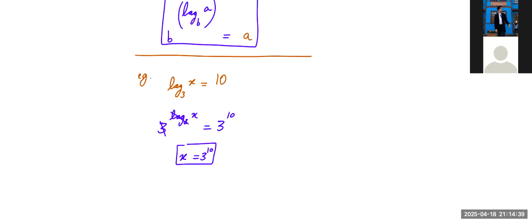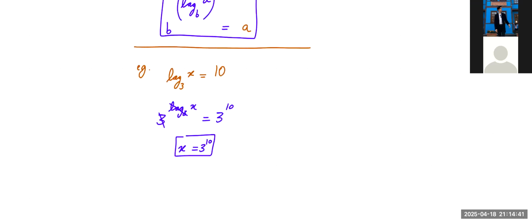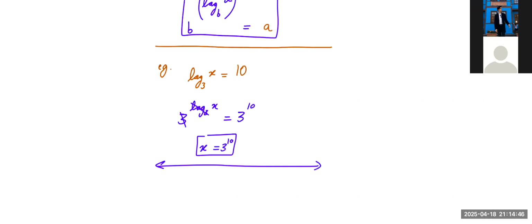Don't worry. By the way, we've begun the examples. That's all we need to know about logs before we can start solving some problems.